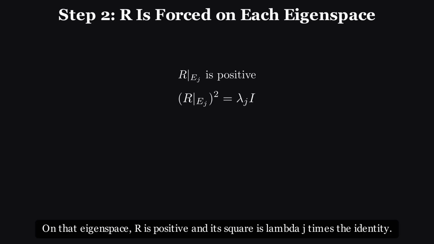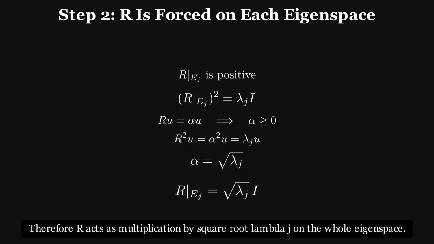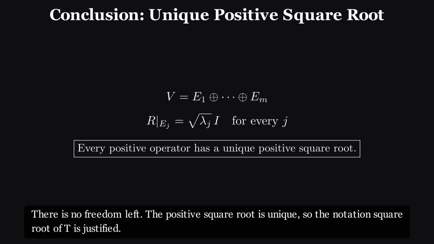positive and its square is lambda j times the identity. Every eigenvalue alpha of this restricted operator is non-negative, and alpha squared equals lambda j. Thus alpha must be the non-negative square root. Therefore R acts as multiplication by square root lambda j on the whole eigenspace. Since V is the direct sum of those eigenspaces, this determines R everywhere. There is no freedom left. The positive square root is unique, so the notation square root of T is justified.